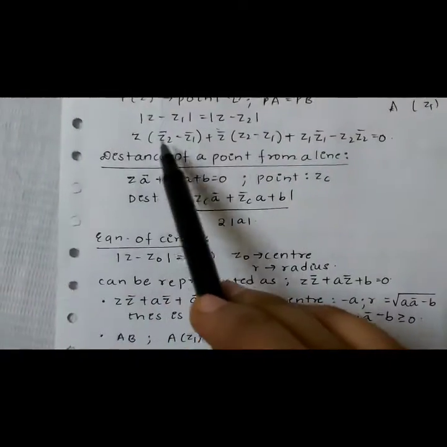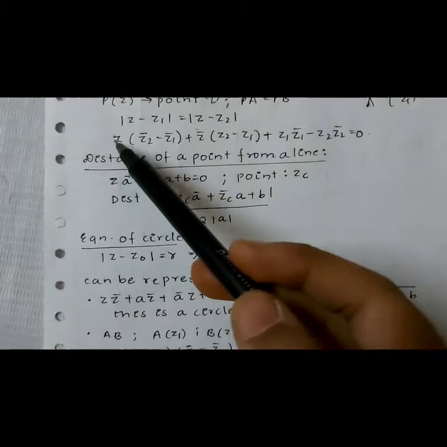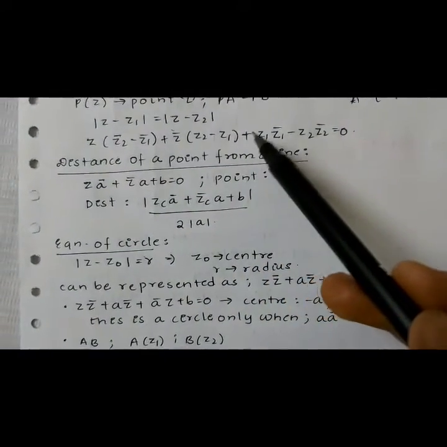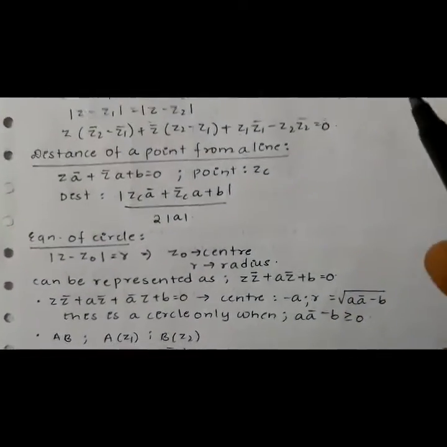The perpendicular bisector equation can be written as z into (z2 bar minus z1 bar) plus z bar into (z2 minus z1) plus z1 z1 bar minus z2 z2 bar is equal to 0.